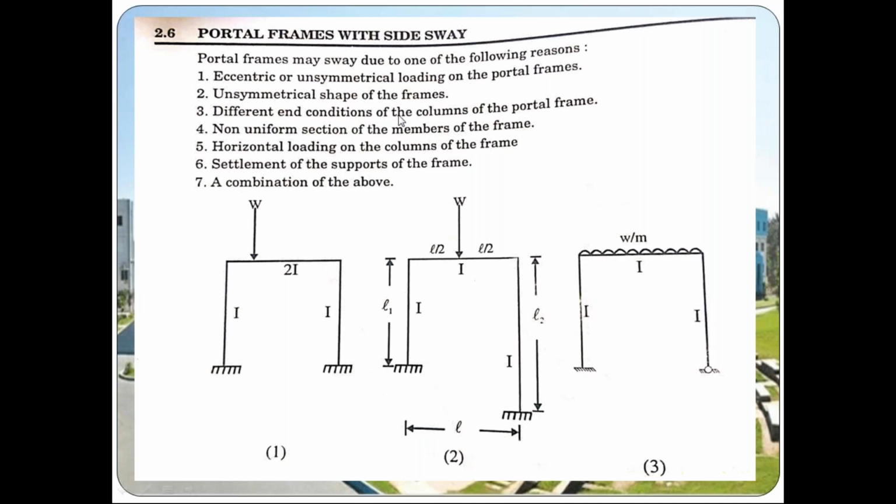Third, the different end conditions of the columns. If the end conditions differ, sway will occur. Fourth, non-uniform sections of the members. If the moment of inertia value differs, sway will occur.